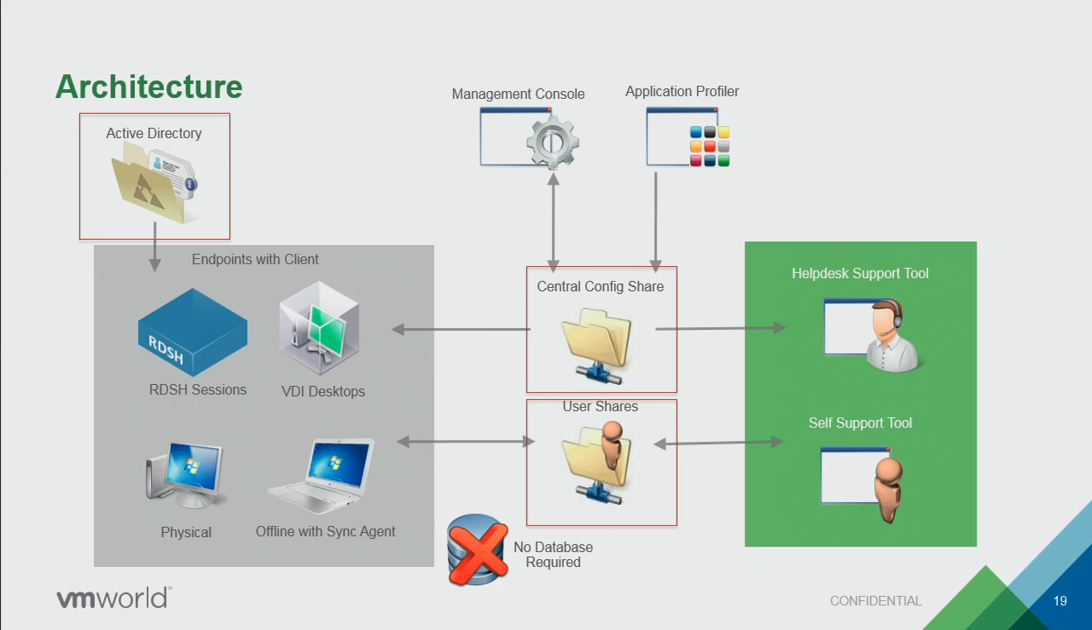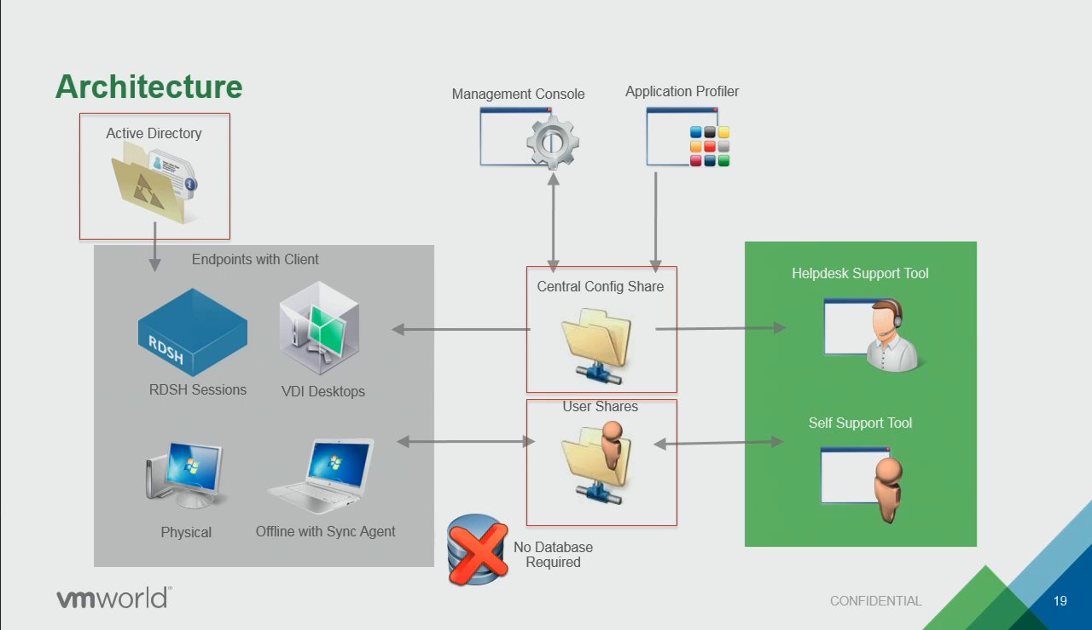When you look up here at the management console and the application profiler, those are installed on whatever you want. The application profiler will go on a reference system, a reference desktop that you'll use for profiling your applications. And the management console can be installed on your help desk user desk. It can be installed on your desk. Or it can be installed on several users' desks, as long as they have access to those file shares, that's it. That's the entire architecture for User Environment Manager. It's pretty simple. There's not a lot involved.